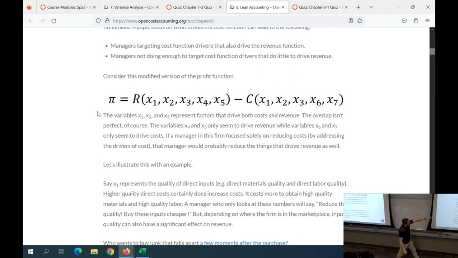That's a great observation. Yeah. So these three are repeated, and these two only drive revenue. These two only drive costs. Yeah, those two don't correspond. The first three do.